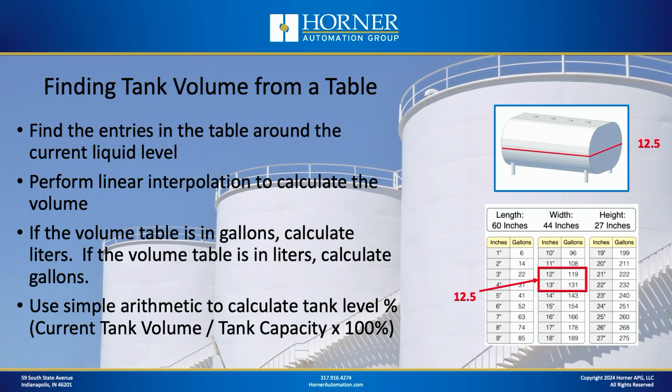So there in red on the screen, you can see that we've got a theoretical level of 12.5 inches. Okay, so we would use the entries in the table that are around 12.5. 12 is below and 13 is right above, and we can see that correlates between 119 and 131. Mentally, we could say, okay, if we're at 12.5, we're halfway between 12 and 13 inches, so the number of gallons would be halfway between 119 and 131. So that's basically what we're talking about here.